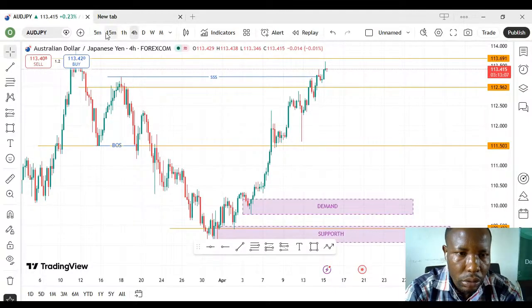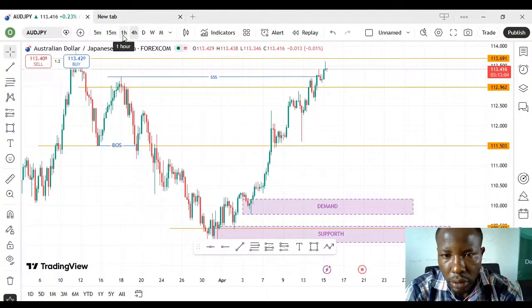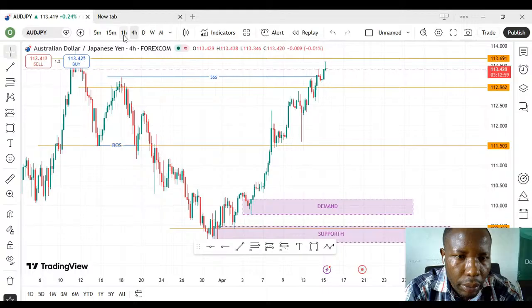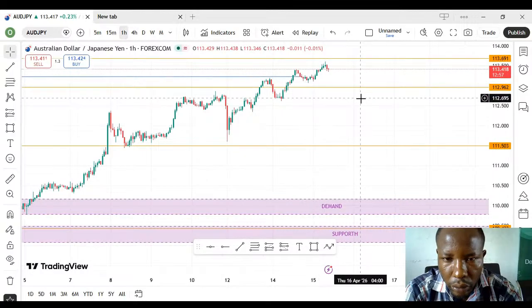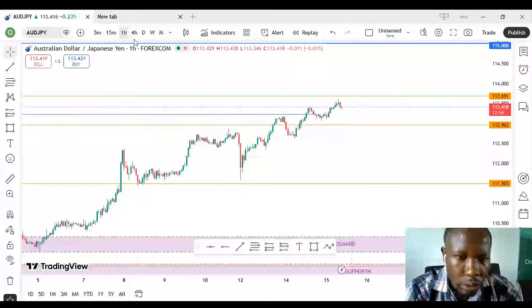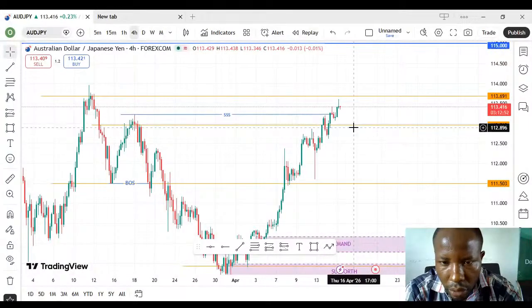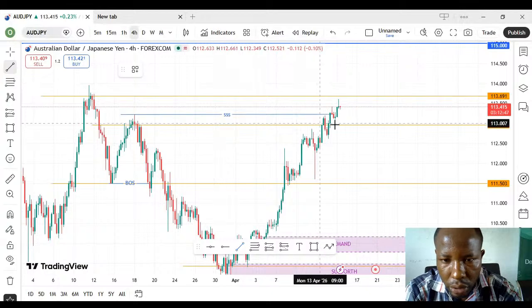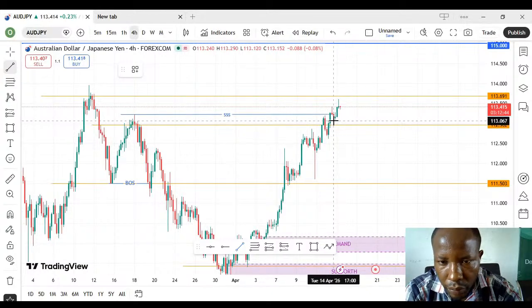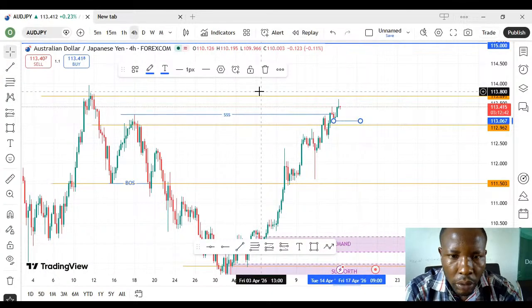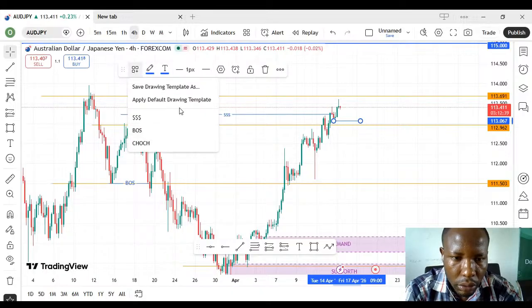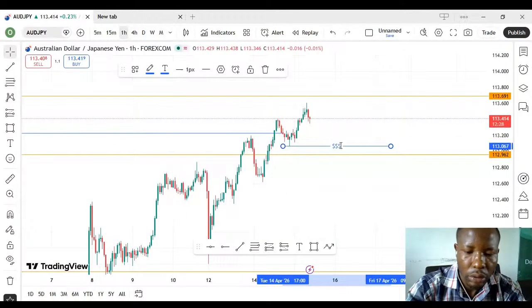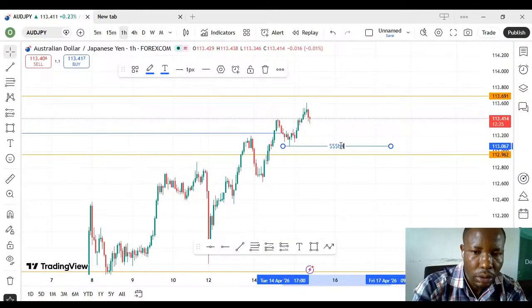So, 2 is 1 hour. Although in the 4 hours, I can say this is the liquidity, which needs to be taken out. This market will be turning around. This is on the 4 hours.